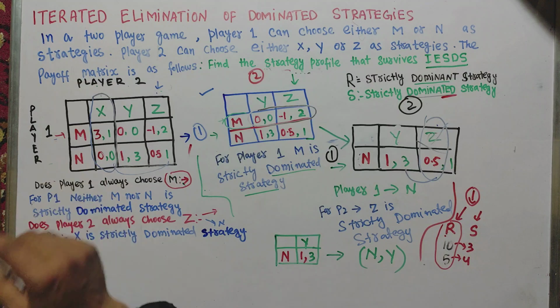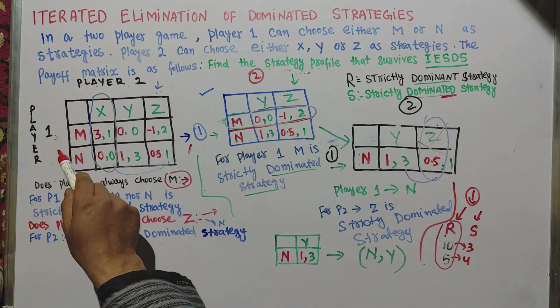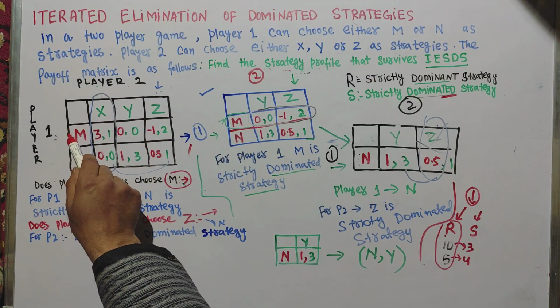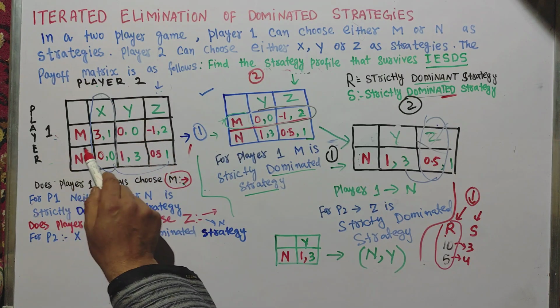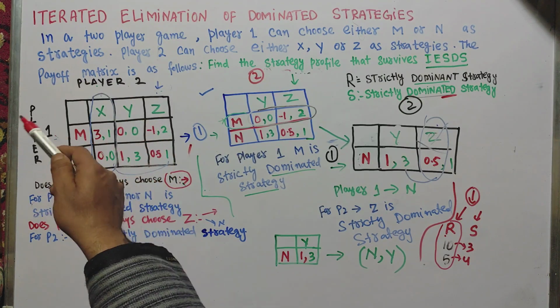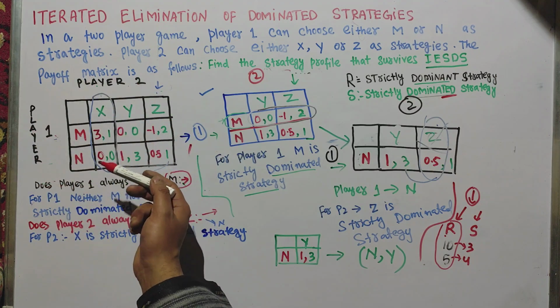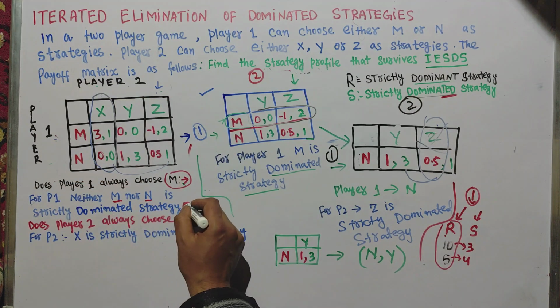Let us see whether N is a dominant strategy here. Again we can see that when player 2 chooses X, player 1 chooses M. When player 2 chooses Y, player 1 chooses N. So the strategy of player 1 changes with the strategy of player 2. We say that neither M nor N is a strictly dominated strategy in this case.